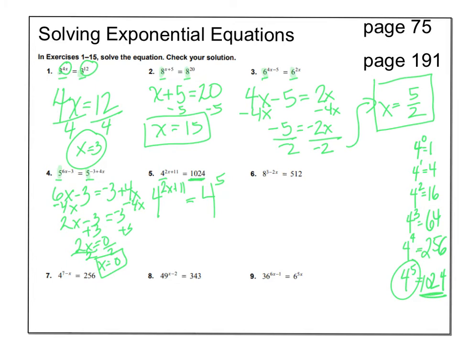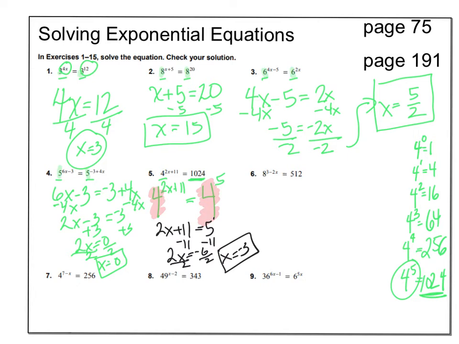Now, my bases are the same. I have a base of 4 and a base of 4. Since my bases are the same, I know that my exponents are equal. So I can write my equation 2x plus 11 equals 5. Subtract 11. 2x equals negative 6. Divide by 2. X equals negative 3.